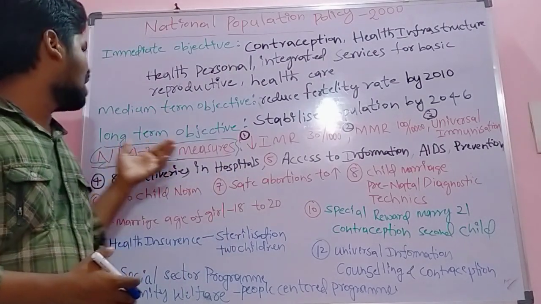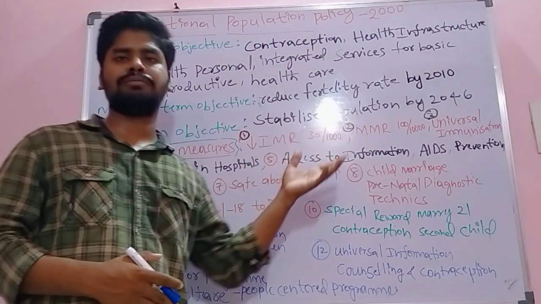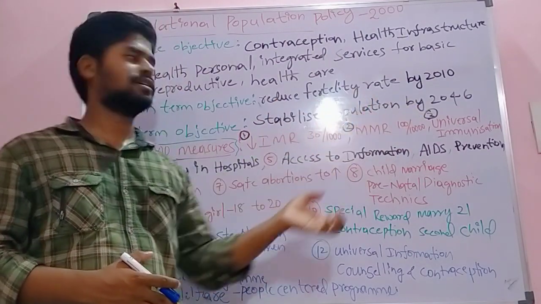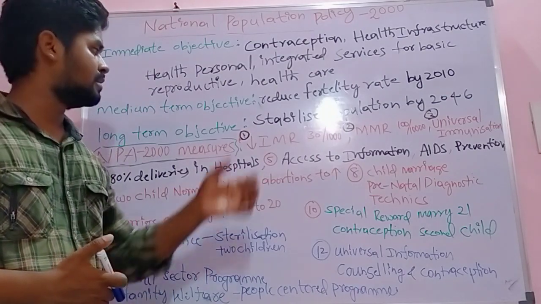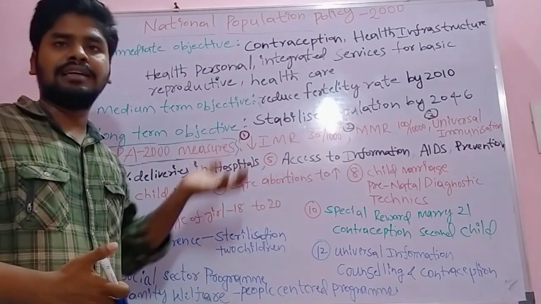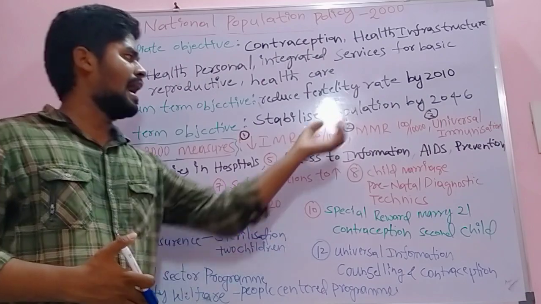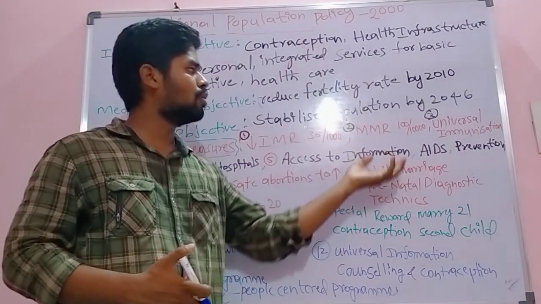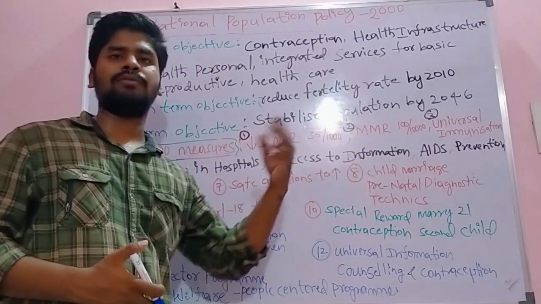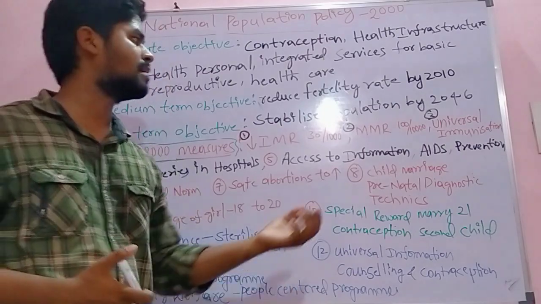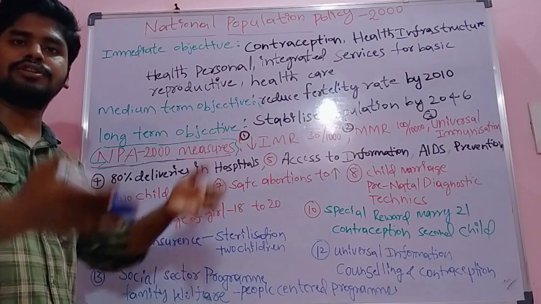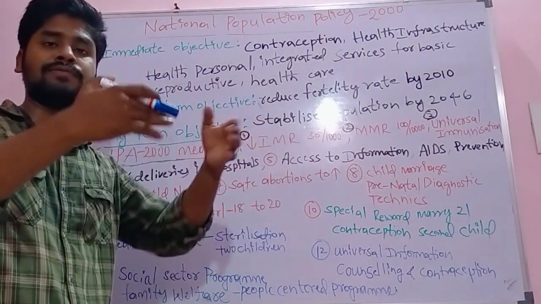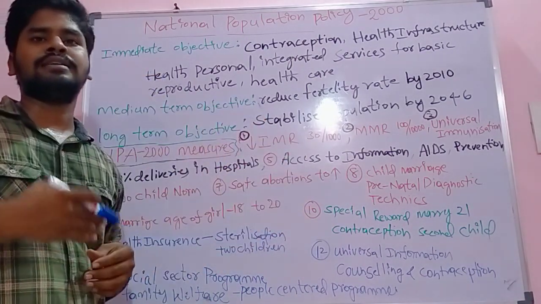And coming to the long term, stabilize the population by 2046 by maintaining these measures: infant mortality rate decreased to below 30, maternal mortality rate below 100 per 1 lakh deliveries, universal immunization, and 80% of deliveries should be in hospitals and institutions with trained medical staff.